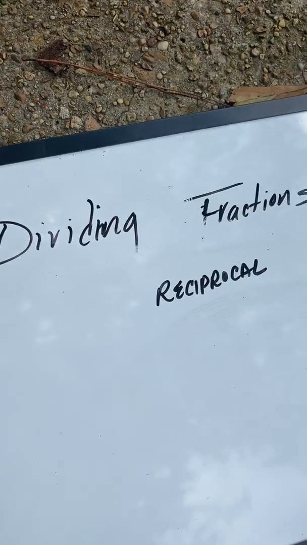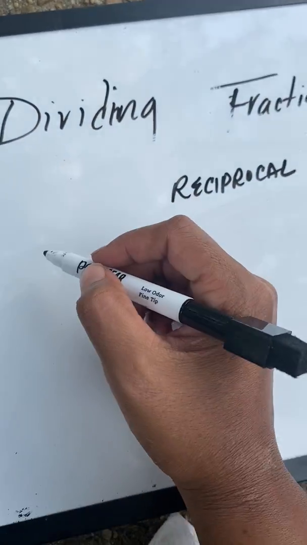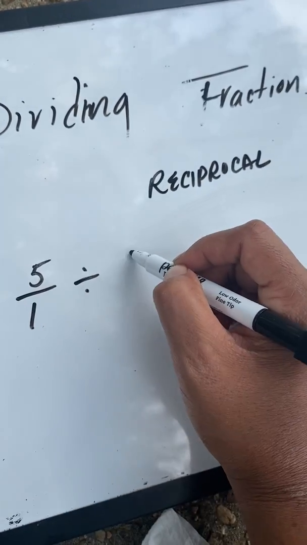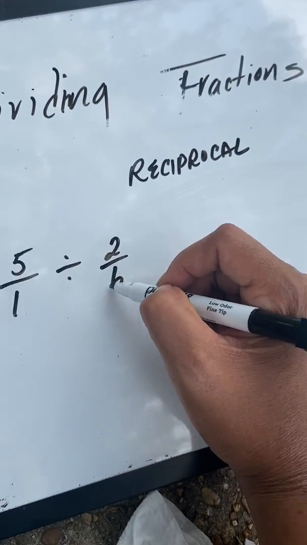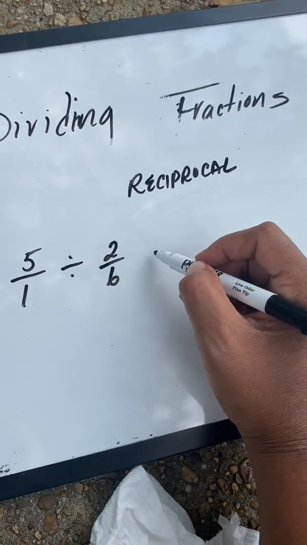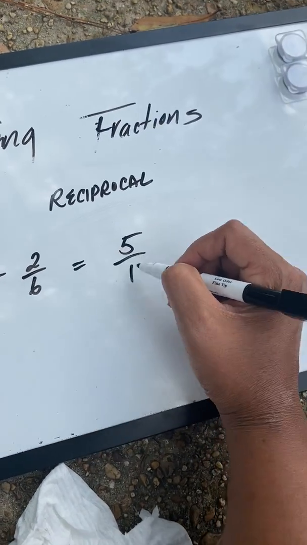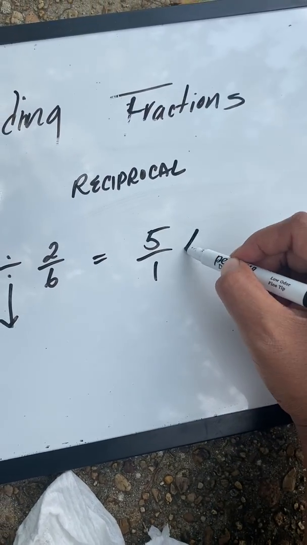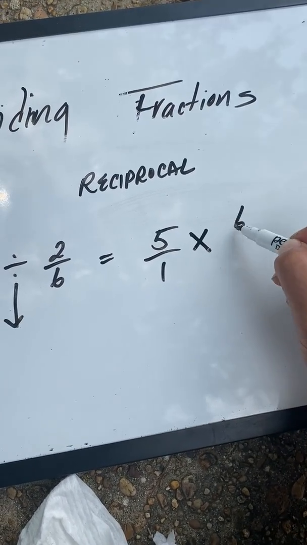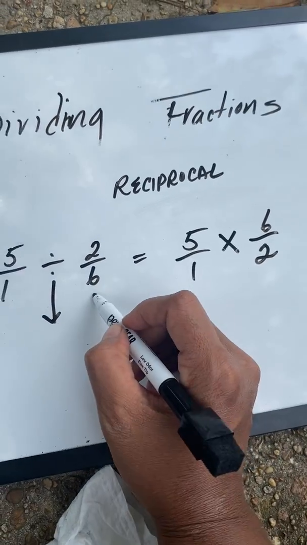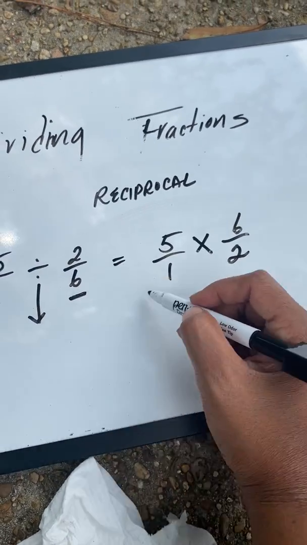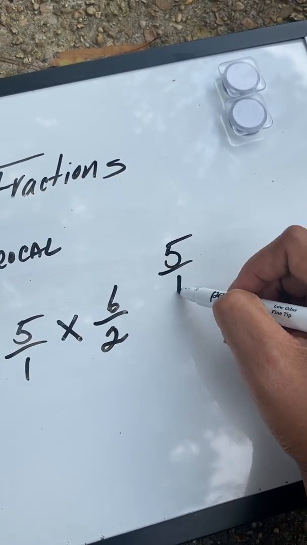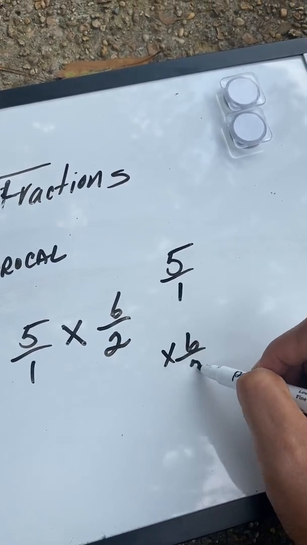All right? So when you guys are dividing your fractions, say you have 5 over 1 divided by 2 over 6. In order to solve this, you would need to change this sign to a multiplication sign and flip that last fraction. Get the reciprocal, means flip it. Okay, now you have a problem that looks like this.